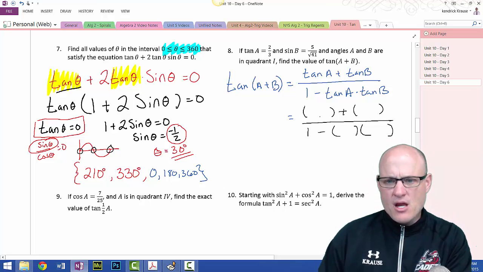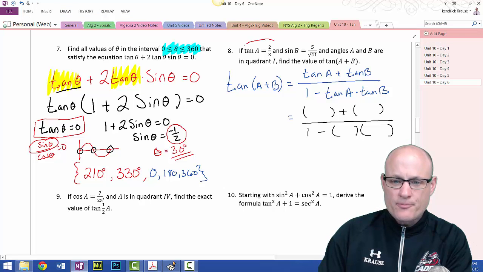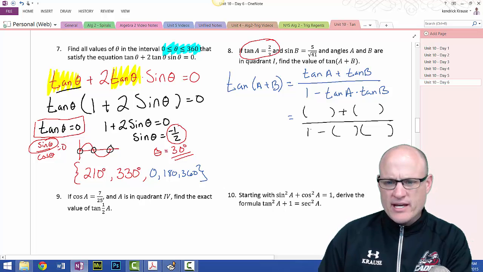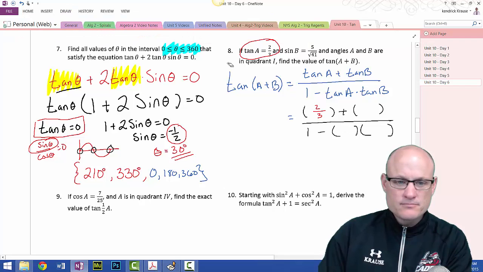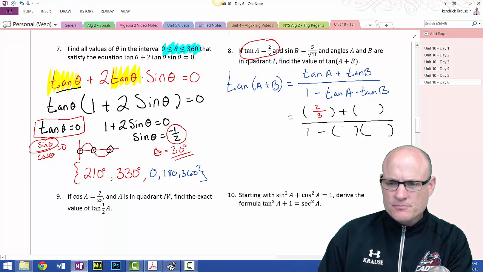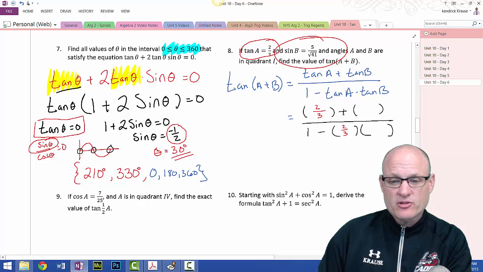Now, I was a little bit nice to you. Not really nice to you, but I was a little bit nice to you. I told you what tangent A is equal to. It's equal to 2/3. So wherever I see a tangent A, I put 2/3. I just don't know what tangent B is equal to, but I was given some information about the sine of B, or a little bit of information about angle B.